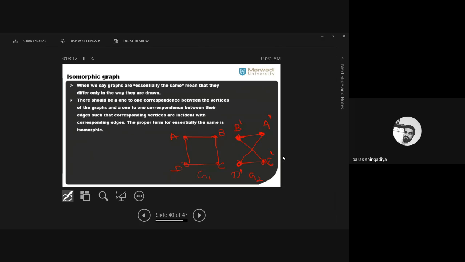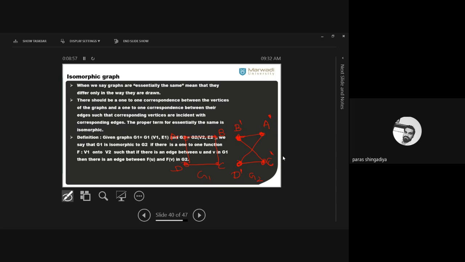Okay, A has degree 2, so its image should also have degree 2. A is connected with B and D here, so in the second graph, A dash should connect to B dash and D dash. This vertex should also have degree 2. Clear? And then B and D are connected with the C vertex here. So B dash and D dash should connect to one vertex with degree 2, and that you can call C dash. Clear? So both graphs are essentially the same, but the structure is different. Clear? So they are known as isomorphic graphs.